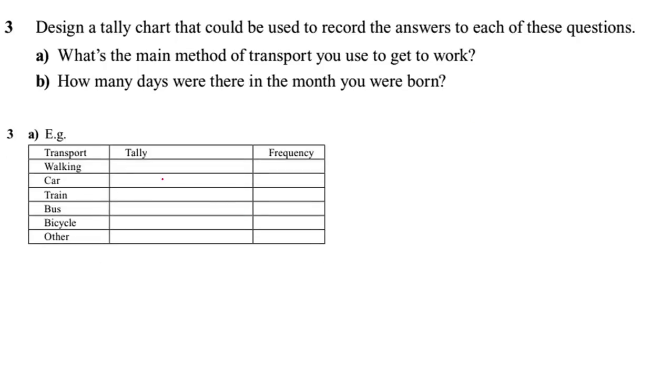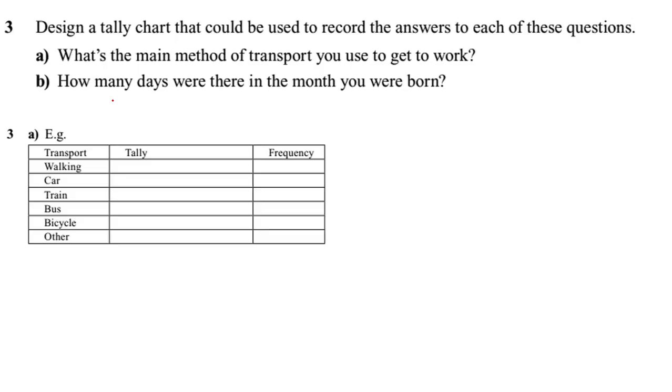Now look at question A, where it says, what's the main method of transport you use to get to work? So in the first column, I'm going to be talking about the modes of transport: walking, car, train, bus, bicycle. And don't forget to include other, because some people might use other means apart from these. Okay. Then you're going to have the tally, and then you're going to have the frequency as usual.